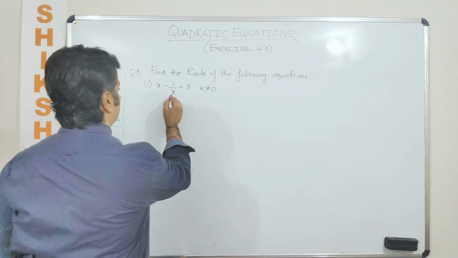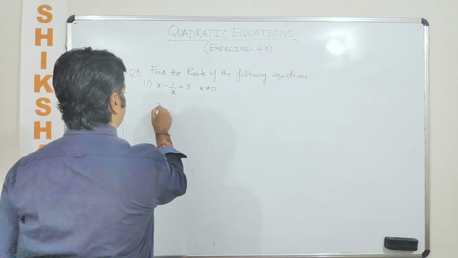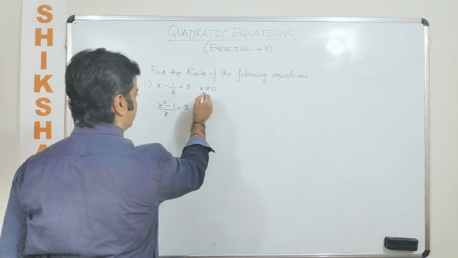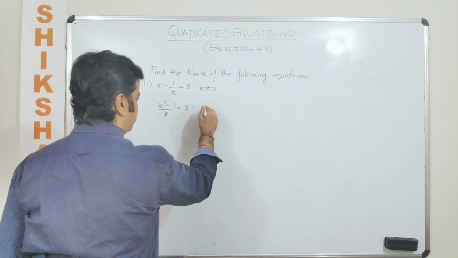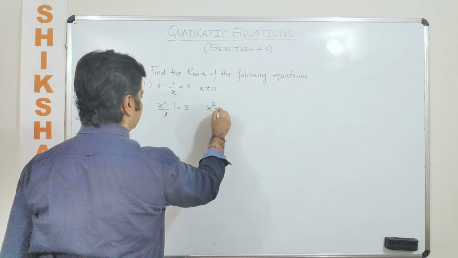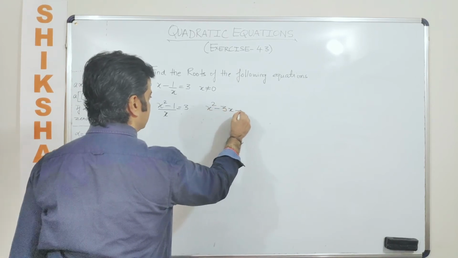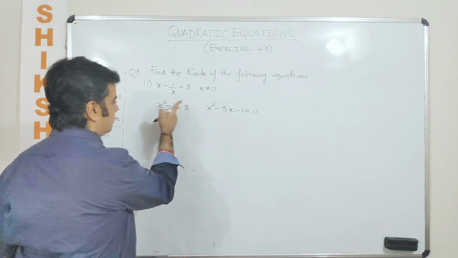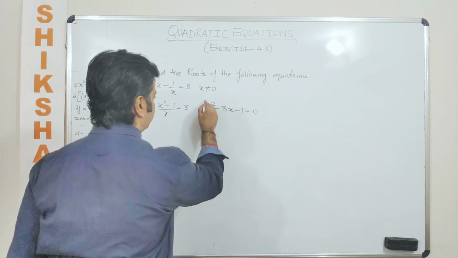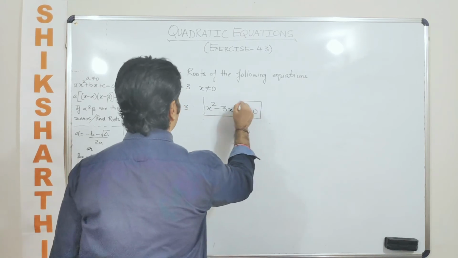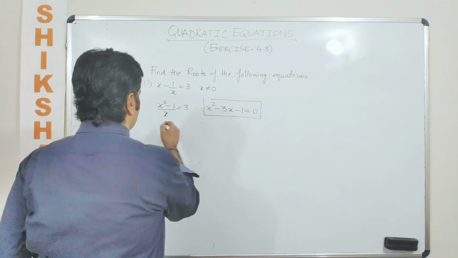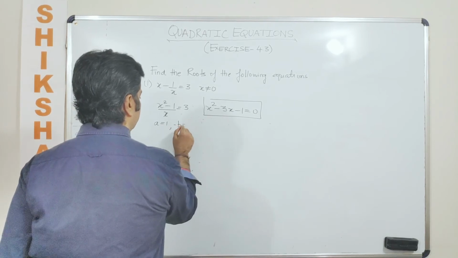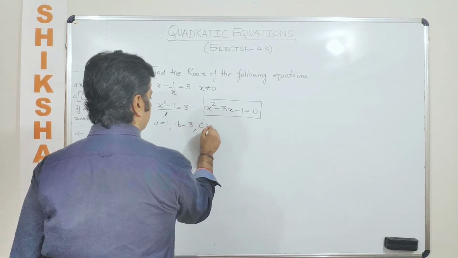Okay. Now, can I write this as x square minus 1 upon x is equal to 3, given that x is non-zero? Yes. Further, I can write it as x square minus 3x minus 1 is equal to 0. We can bring this to the left hand side. So this is what the equation is. Now in this case, the value of a is 1, the value of minus b is 3, the value of c here is minus 1.